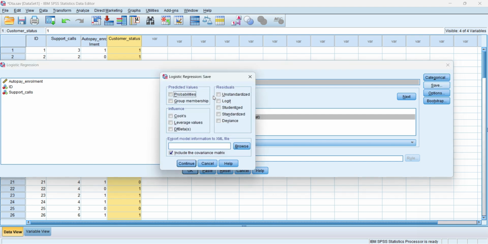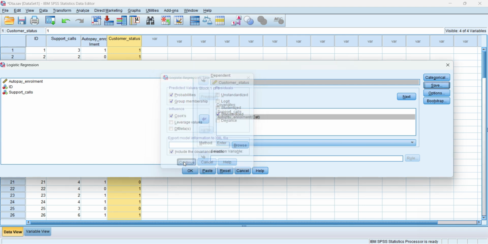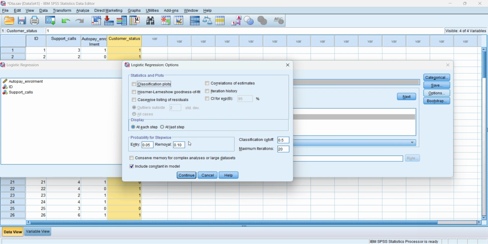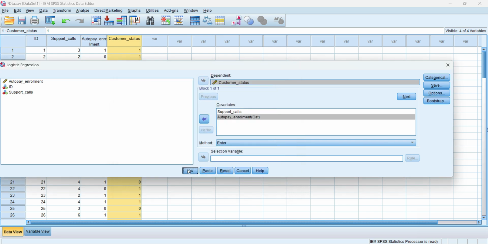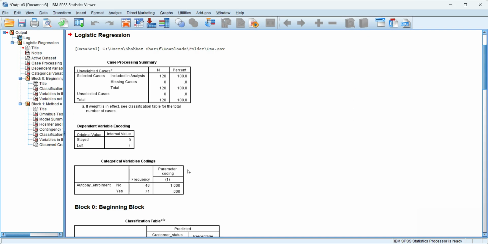Then we go to Save. We need probabilities, group membership, standardized residuals, and Cook's distance. So click on Continue. Options. We need classification plots, Hosmer and Lemeshow goodness of fit, and then click on Continue and click on OK. So we have the output here.